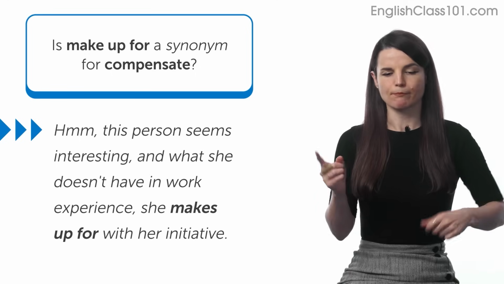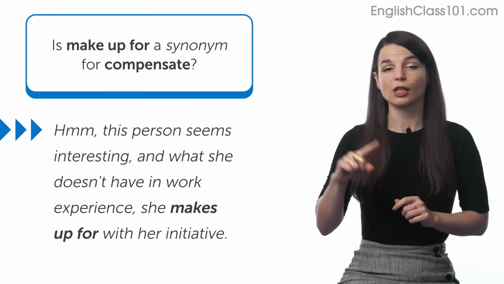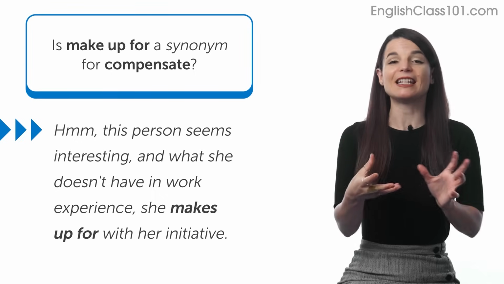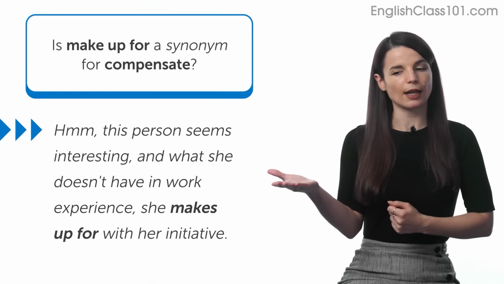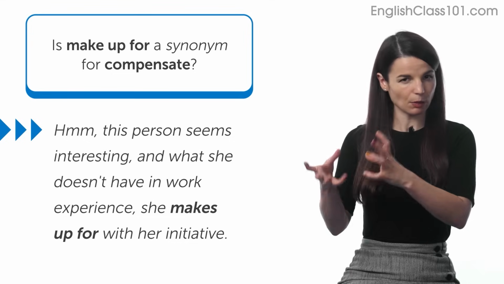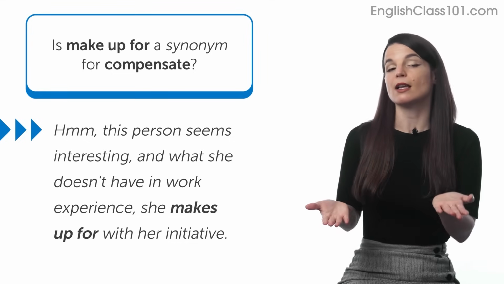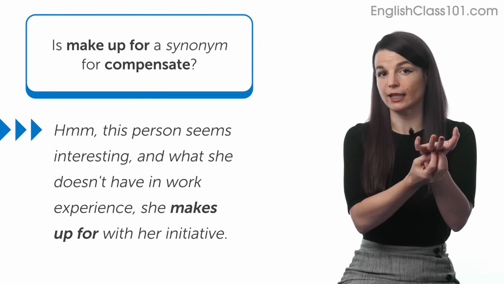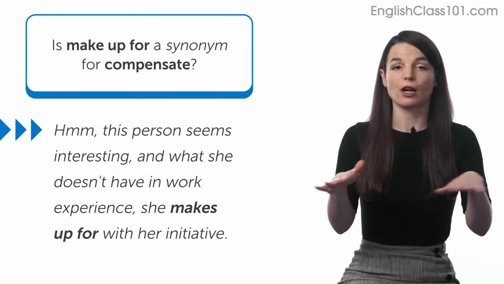You might be like, this person seems interesting, and what she doesn't have in work experience, she makes up for with her initiative, like by taking initiative. So you're saying, this thing is not so great, but even despite that, even though this is the case, she has all of these other qualities that make her really, really attractive. So even though there's these other things, this is what make up for shares with compensate.